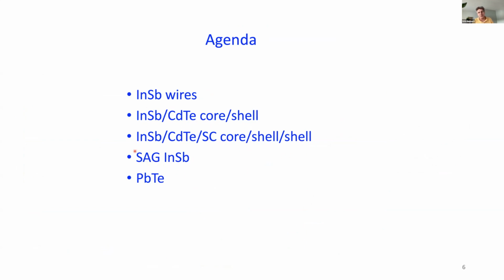Then I will switch to in-plane nanowires. So the first wires are out of plane, growing vertically. And here I will switch to in-plane or horizontal nanowires. And if there is still time left, I will discuss lead telluride. So somebody asked, okay, are there semiconductors which have a stronger spin orbit coupling or a higher g factor? And I think lead telluride is such a semiconductor.